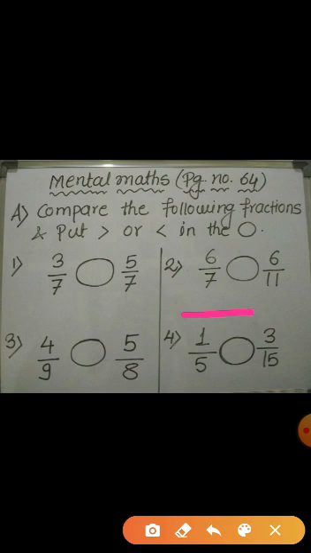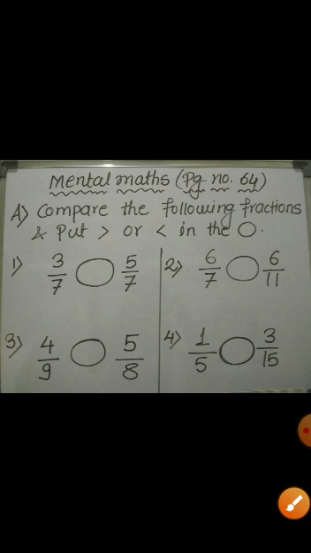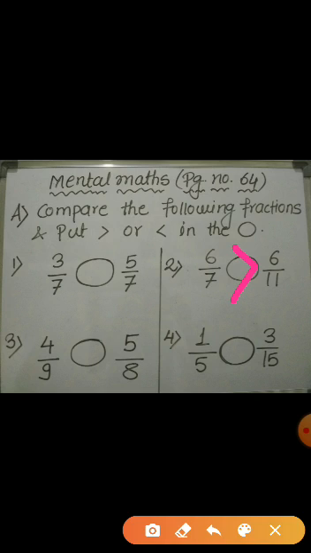Now see the second fractions. The fractions are 6 by 7 and 6 by 11. Now these are the unlike fractions, right? Because they are having different denominators. But the numerators are same, right? So since the numerator are same, we need to compare the denominators. And we know that fraction with smaller denominator is always greater. Now which one is the smaller denominator? Here, 7 is the smaller, right? Hence the fraction 6 by 7 is greater than 6 by 11.